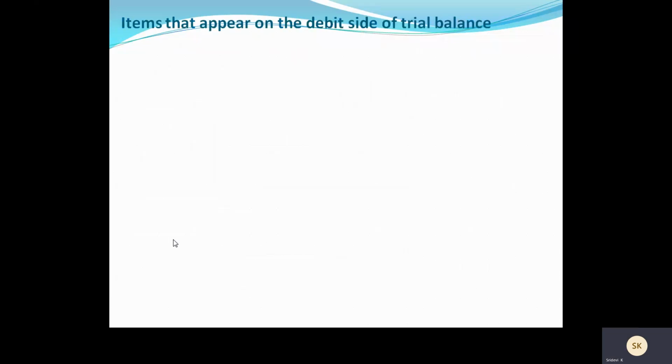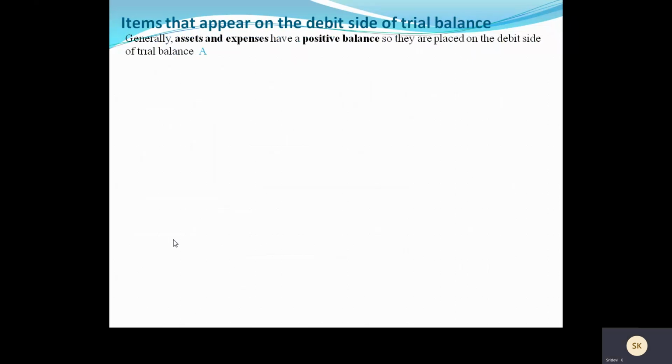So let us see what are the items that you are going to see on the debit side and the credit side of a trial balance. Here, as I said, there will be two columns, one the debit amount column and the second the credit amount column. In the debit amount column, what are the items that can be shown? That list I am going to give you here.